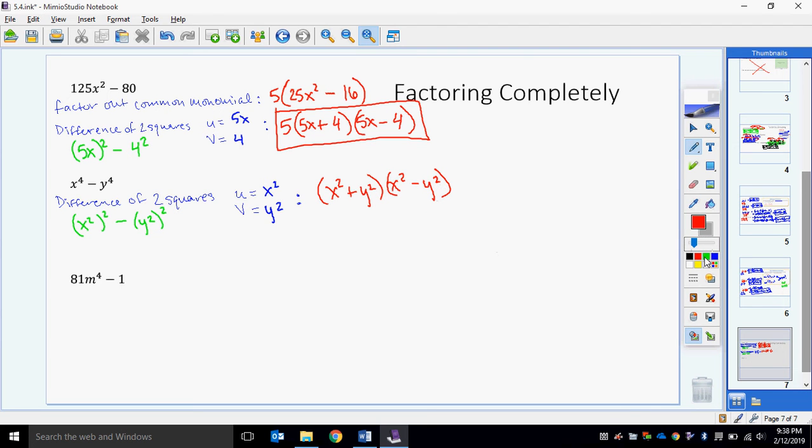Okay, but we're not quite done. I want you to take a look at this part. What do you notice? Yeah, it's a difference of two things being squared. So I have another difference of two squares.